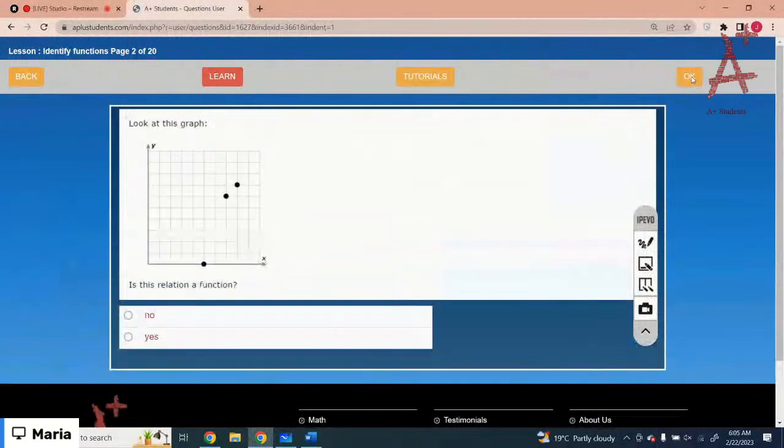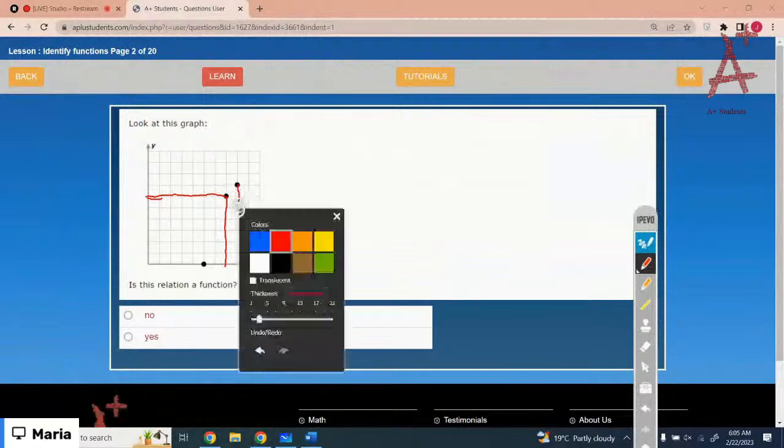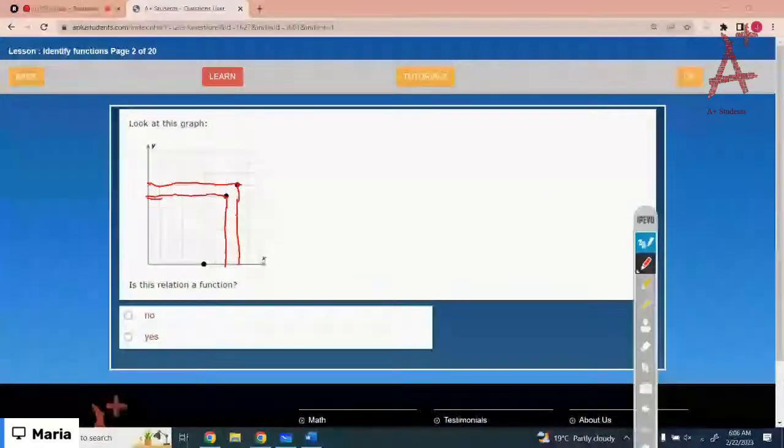Okay. Is this a relation? Yes, it is. Just look at the points matched to the x. If you match the points to the x-axis, you have a single value of x. If you match to the y-axis, it would be a single value too. So all the points have a single value of x and y. So yes, this is a function. The correct option is yes.